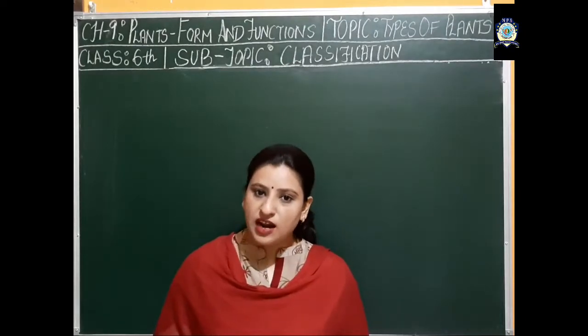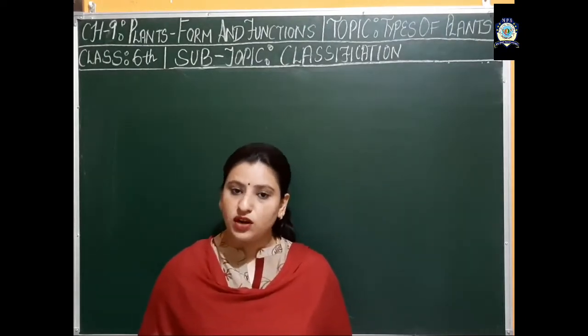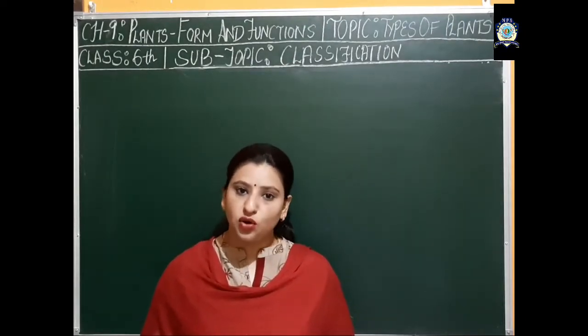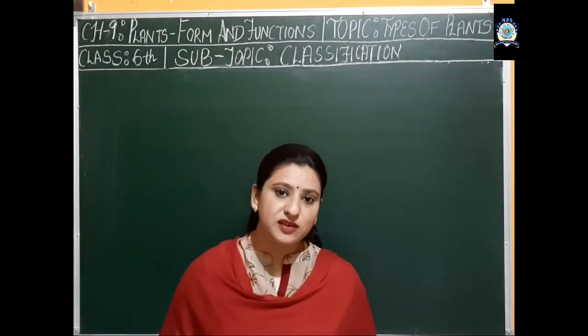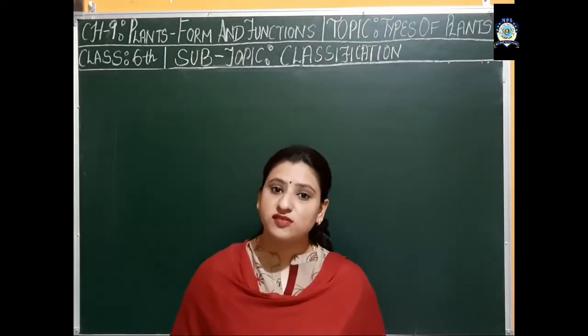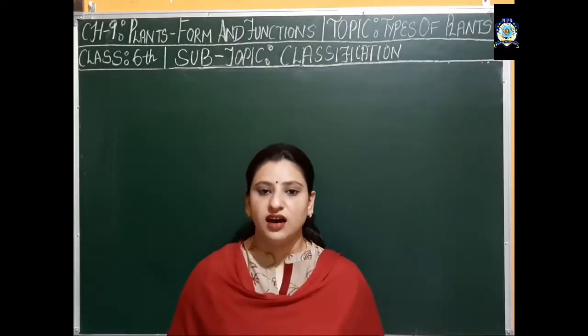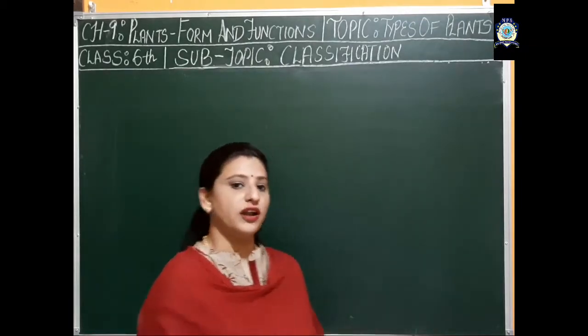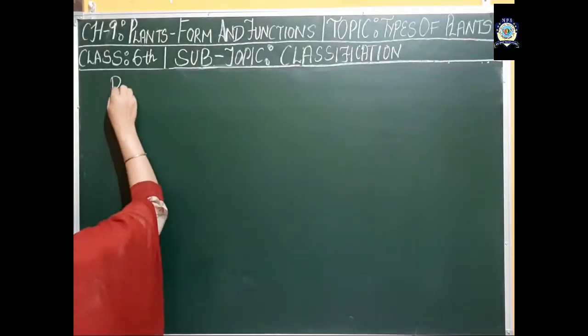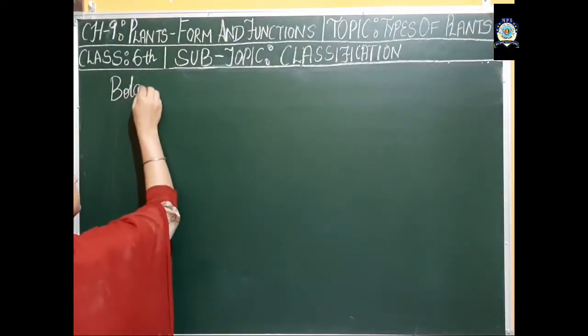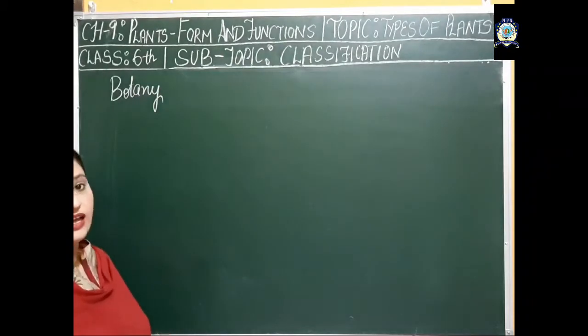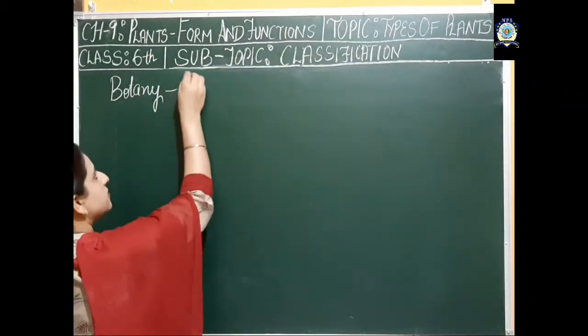So we know that plants play a very vital role in the living world, and up to 3 lakh species of the plants are approximately present on this earth. The plants are studied under the branch of science that is called botany, and the scientist who studies botany is called a botanist.